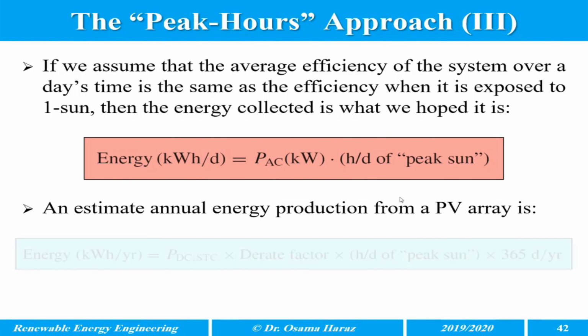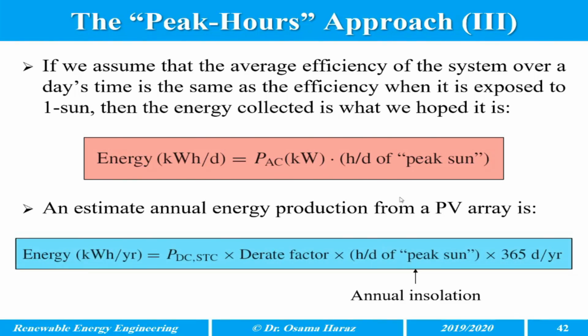So to estimate the annual energy production from a PV array, we need to calculate the energy per year, in kilowatt hours per year. It will be the DC power at STC conditions times the derate factor times H over D of the peak sun, multiplied by the number of days per year, which is 365 days per year. And this term is actually the annual insolation.